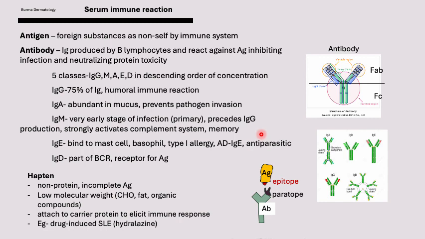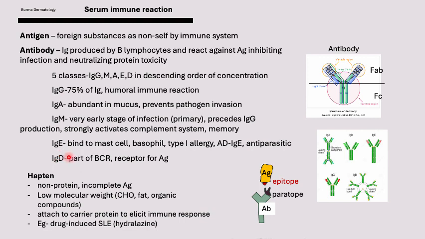And IgE is binding to the IgE receptor on mast cells and basophils, and it is responsible for type 1 allergy and dermatology diseases like atopic dermatitis. Serum IgE levels are very much increased, and it has an antiparasitic action. And IgD is a part of the B cell receptor, and it serves as a receptor for the antigen.